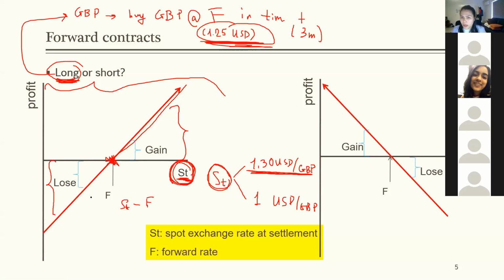So to measure the payoff function of a long forward position, the payoff function is going to be the difference between your forward contract and when you don't have a forward contract. And as we mentioned before, the difference is given by ST minus F, okay?